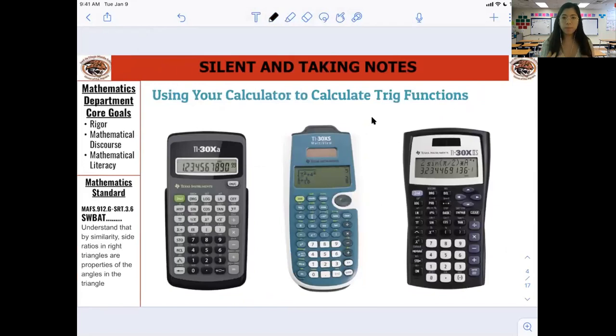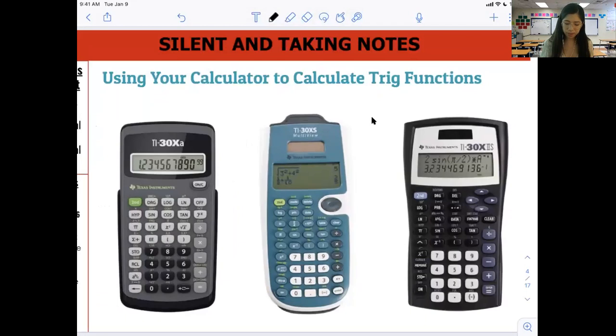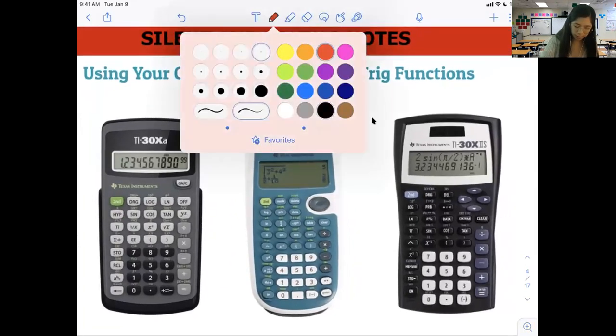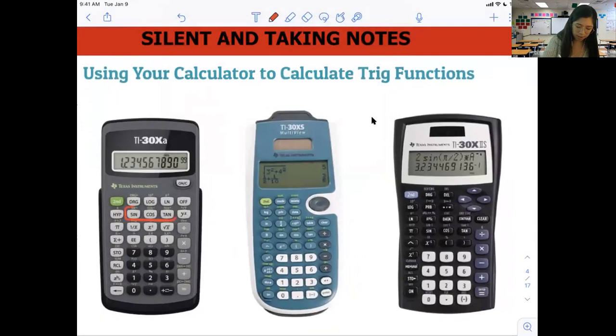So most of you probably have a scientific calculator like one of these. They all will have the same buttons. They might just be in a different place. But for the most part, they tend to be kind of in the same place. Look for, on your calculator, the sine, cosine, and tangent buttons. They're going to say sine, cosine, and tangent on them. Different calculators have them in different places, but they're mostly in the same area. They're going to be somewhere above the numbers. Okay, so look for those.